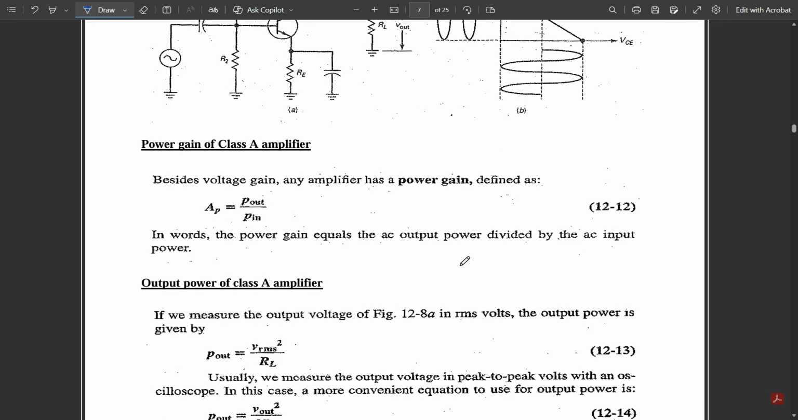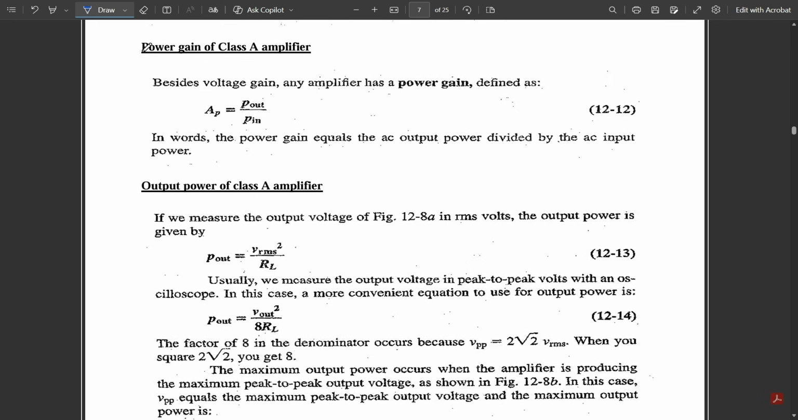Now one by one, let us check all the parameters, starting from the power gain of the class A amplifier. Besides the voltage gain, any amplifier would have a power gain, and that power gain is defined as AP is equal to P out by P in, where P out is the output power and P in is the input power. In total this is the power gain of the class A amplifier. In other words, the power gain equals the AC output power divided by the AC input power. So this is clear, right?